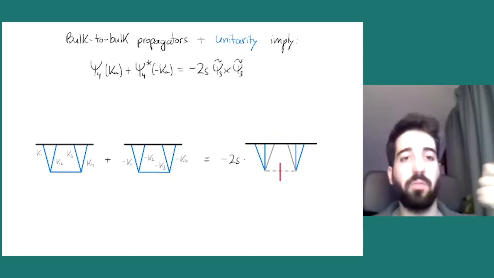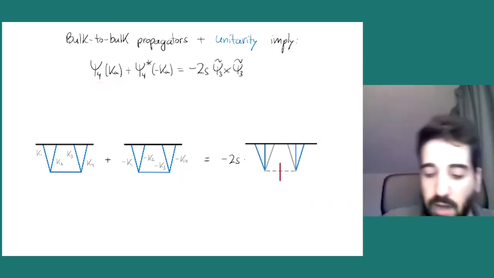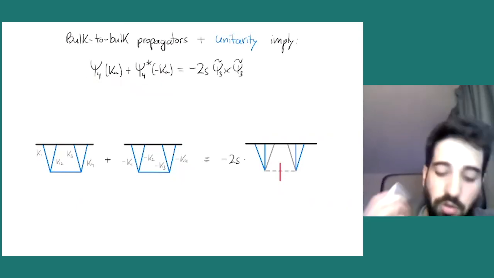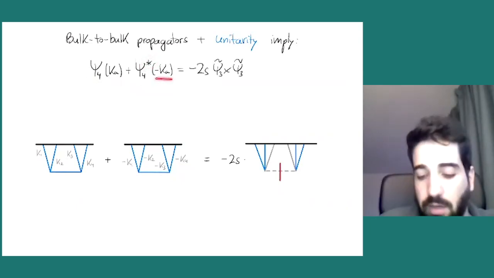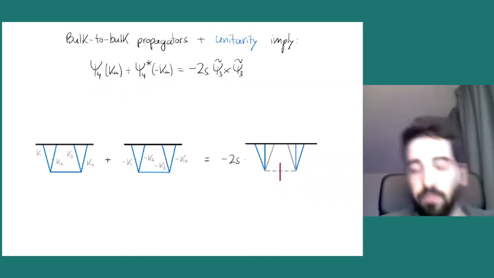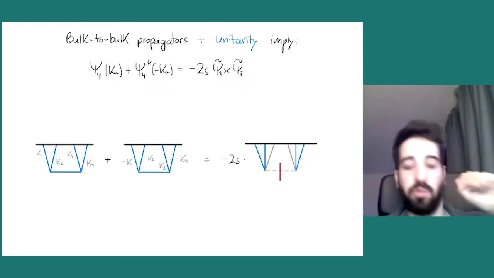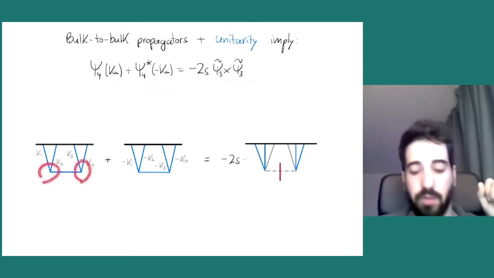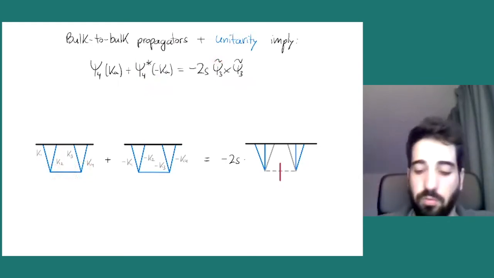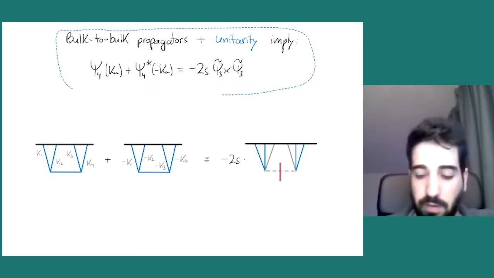So properties of the bulk-to-bulk propagators plus unitarity implies that if I add up the 4-point wave function coefficient and a slightly deformed 4-point wave function coefficient, which is just the usual one with the complex conjugate and with the external energies taken with a minus sign, that sum is equal to minus 2s times the product of the 3-point vertices corresponding to these two vertices of the 4-point function. With this tilde, that remember implied some difference of the two wave function coefficients, etc. So this is the mathematical formulation.